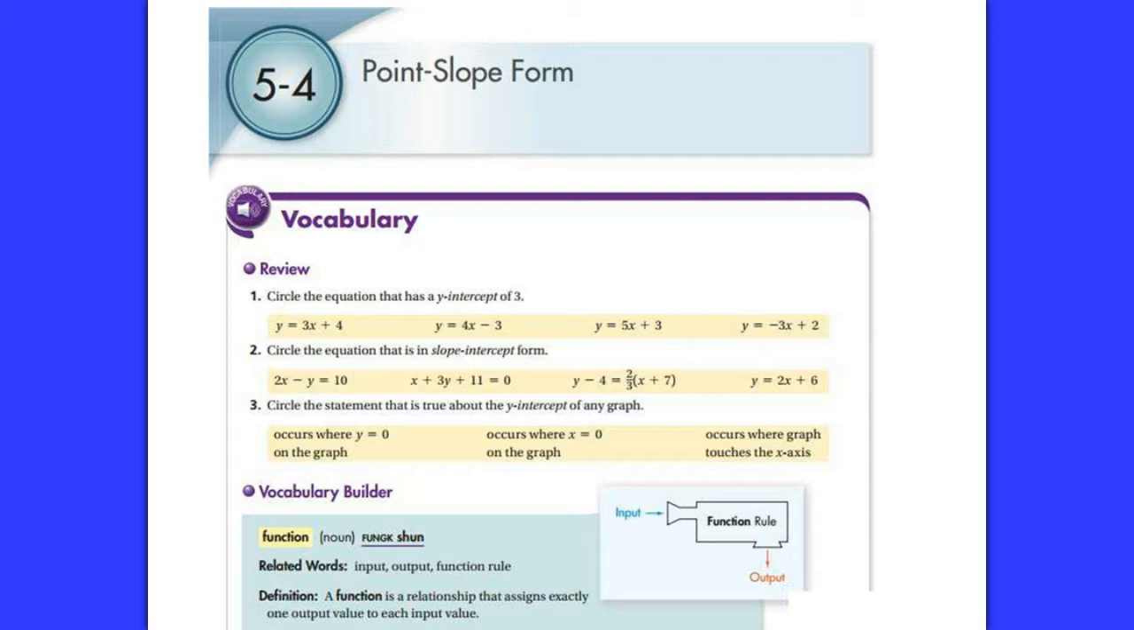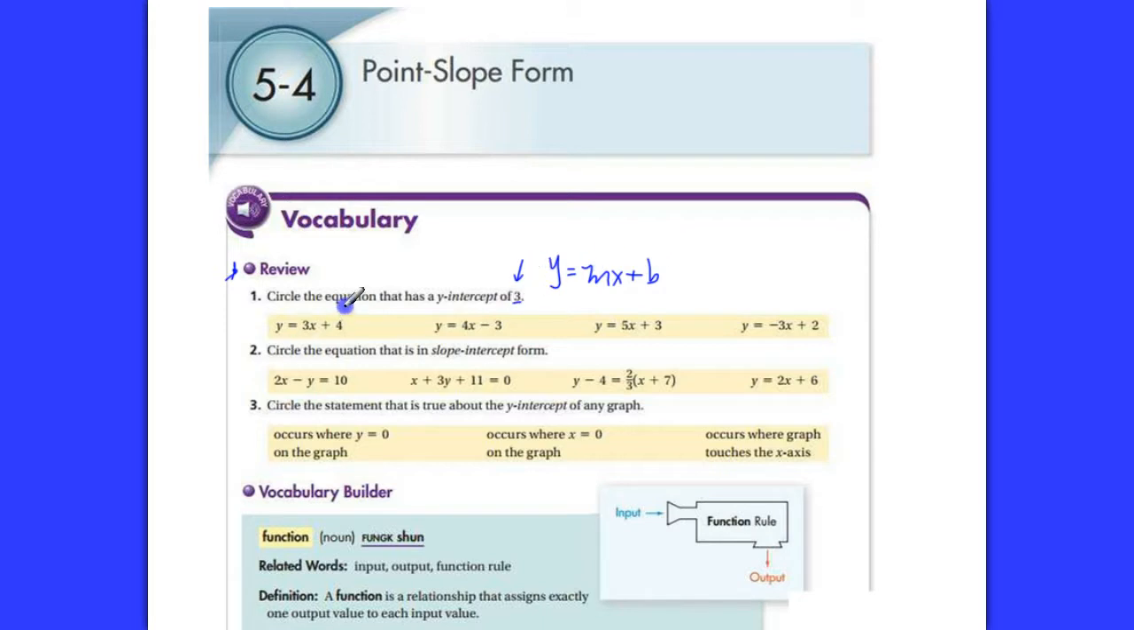You should have this in front of you, and let's take a look at what the first thing says on our paper. It says circle the equation that has a y-intercept of 3. So we're going to review y-intercept of positive 3. This goes back to y equals mx plus b, where m is the slope of the line, b is the y-intercept of the line. So we know the point that goes through the y-axis, and they want that to be 3.